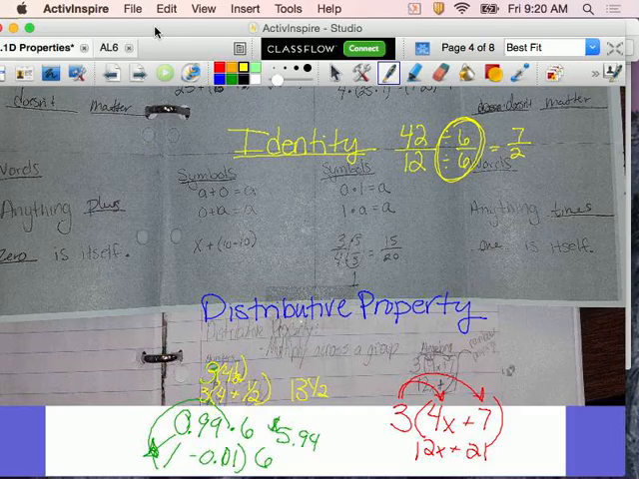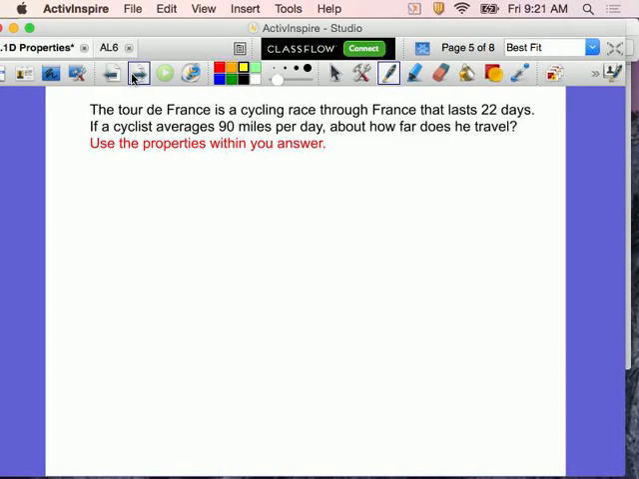Okay, moving on. So the Tour de France is a cycling race through France that lasts 22 days. If a cyclist averaged 90 miles per day, how far does he travel? Use properties within your answer.